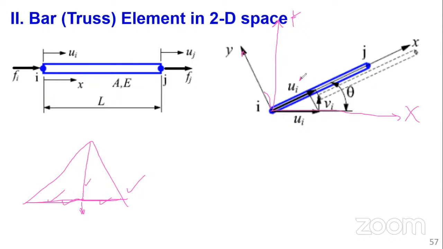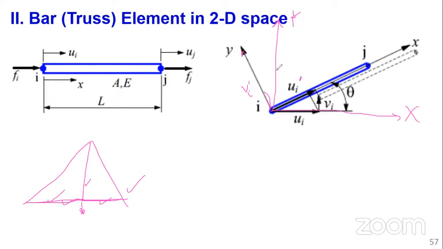U prime, we are saying, is horizontal deformation in the local coordinate system. Now, because of this orientation, we are going to have a component in the y direction, which we are calling V prime, in the local coordinate system.